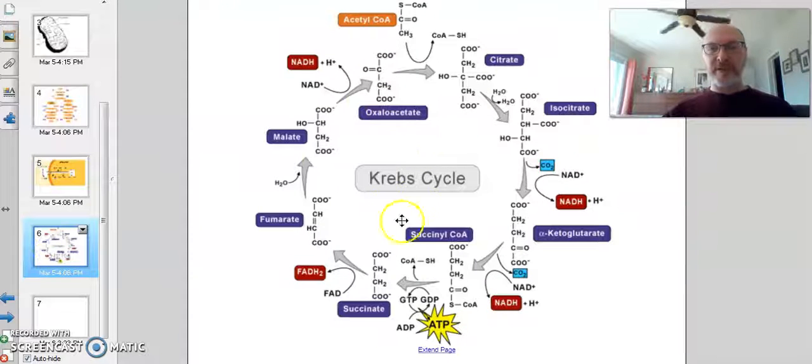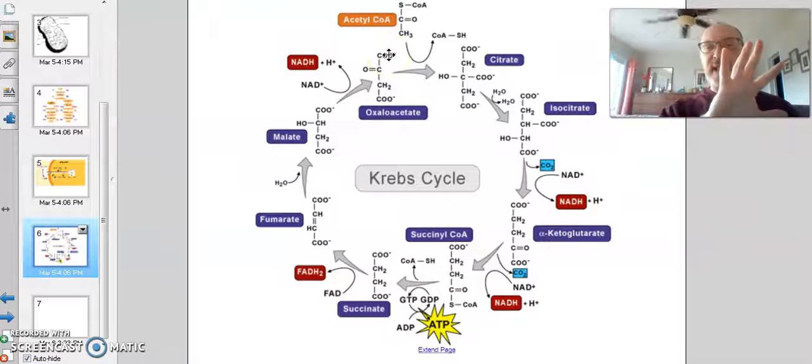When we jump to the Krebs cycle, if 1 acetyl coenzyme A does all of these things, these 8 reactions, we're going to do them 5 times because we have 5 acetyl coenzyme A's. So 5 acetyl coenzyme A's will come in and do those 8 reactions of the Krebs cycle 5 times. So everything that we produce in the Krebs cycle is going to be multiplied by 5.